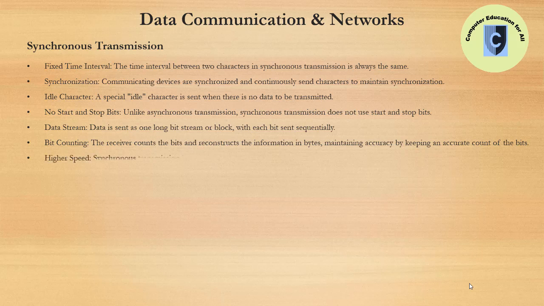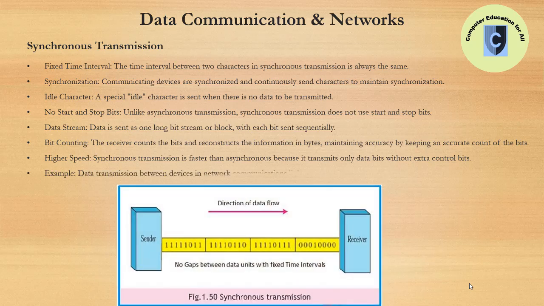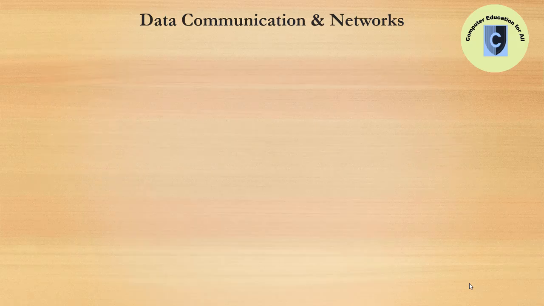Synchronous transmission is faster than asynchronous because fewer bits have to be transmitted, i.e., only data bits and no extra control bits are sent. The best example of synchronous transmission is the data transmission between devices in network communications links.